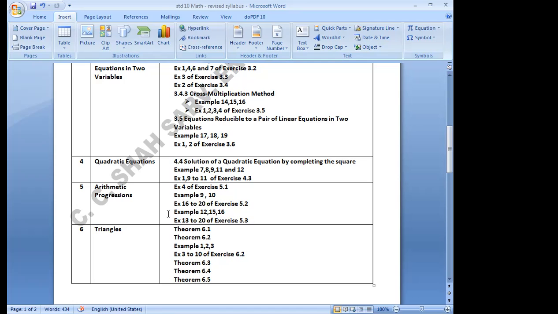So from this chapter, you can see 5.1, question number 4 is excluded. Example 9 and 10 are excluded. 5.2, sum number 16 to 20 excluded. Example 12, 15, 16 is excluded. Exercise 5.3, question 13 to 20 are also excluded from the syllabus.